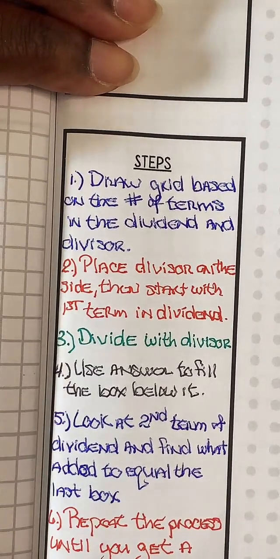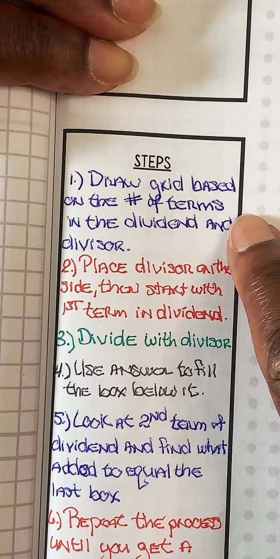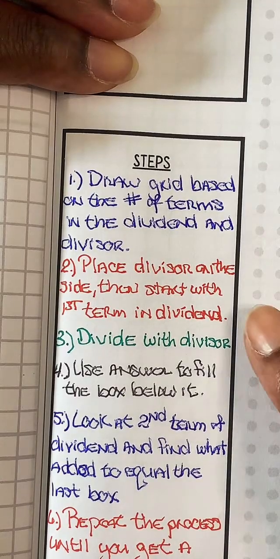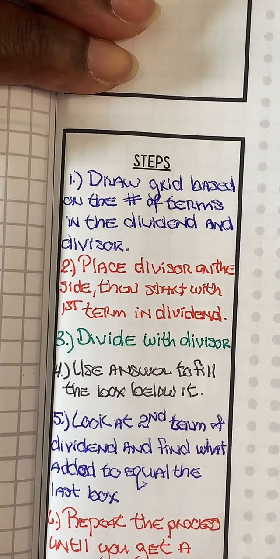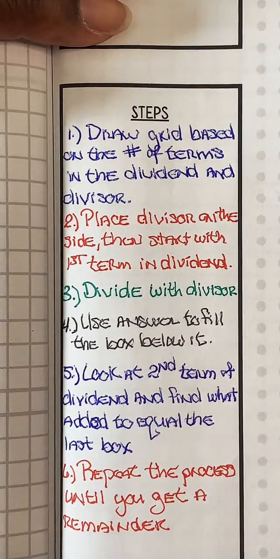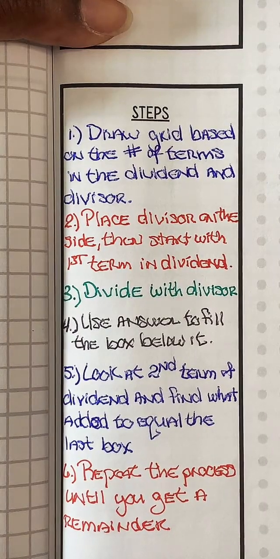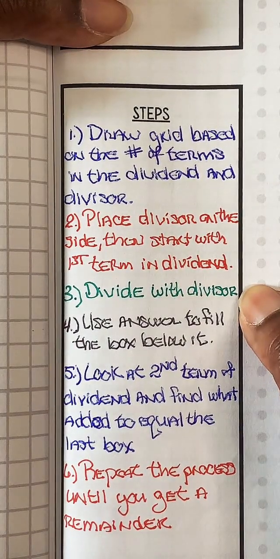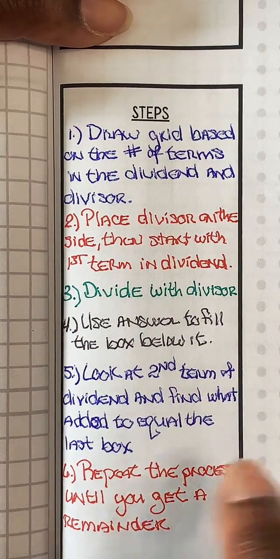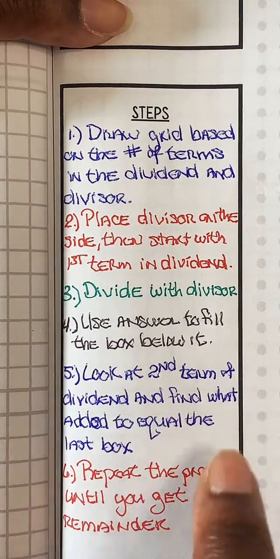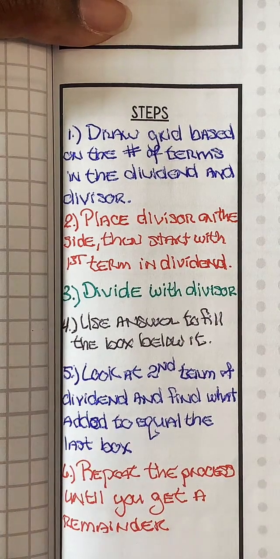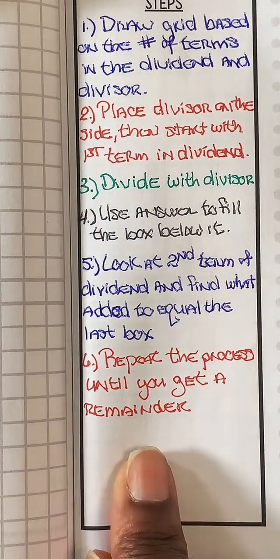All right, so first we're going to draw a grid, based on the number of terms in the dividend and the divisor. Then we're going to place the divisor onto the side, and then we're going to start with the first term of the dividend. I'm going to show you all this step by step. Once you do that, you're going to start dividing the divisor, and then you're going to use the answer to fill the next box below. Then you're going to take a look at the second term and fill in what is added to equal that box. Then we're going to repeat that process.